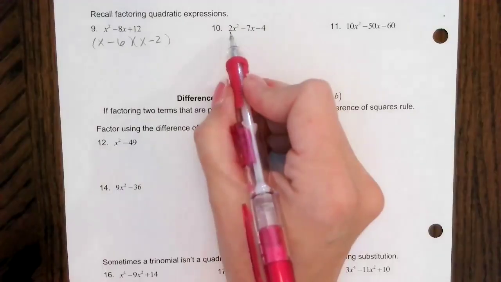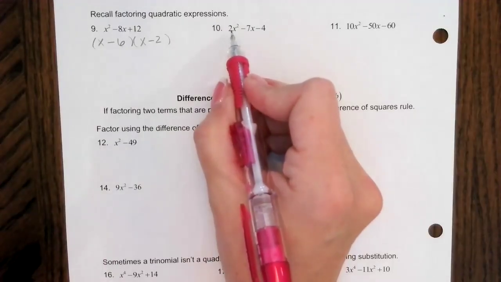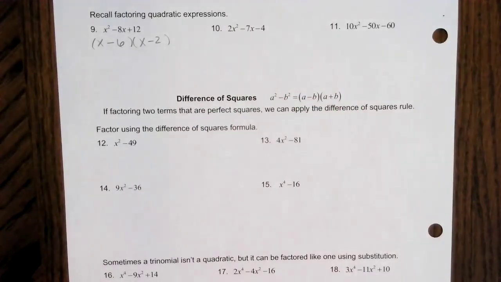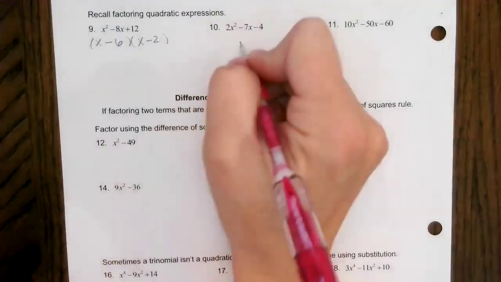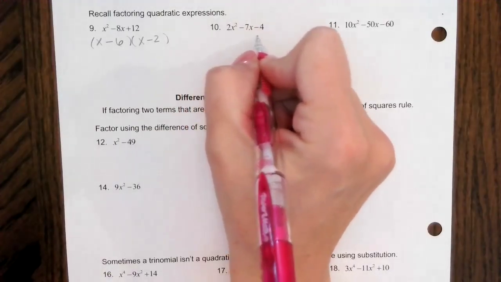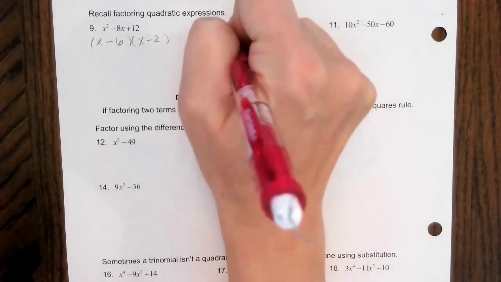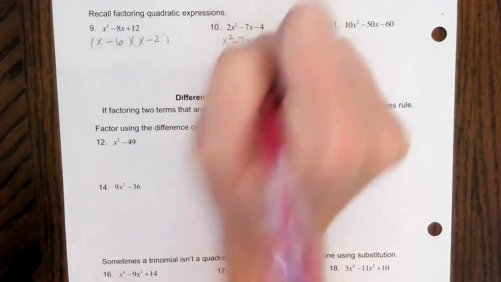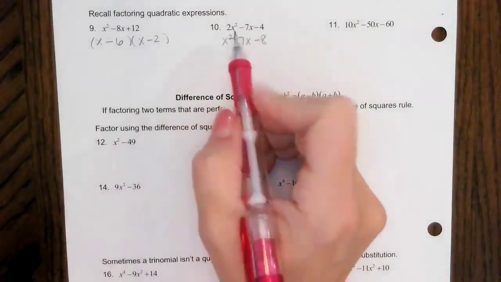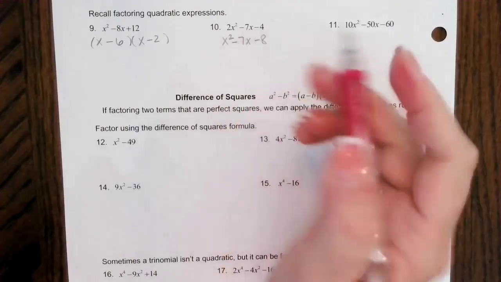All right, when there is an a value here, you do have to think of a different method. And so you can use the box, the x, the rooftop, whatever method you use. I use slide and divide. And so that is when I take this 2 and slide it to the end. So that's x squared minus 7x minus 8. So I slid the 2 to the end with multiplication.